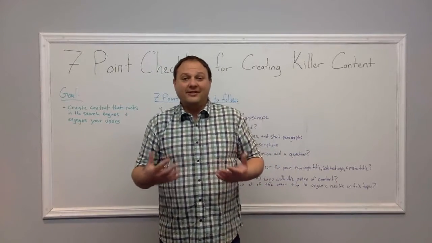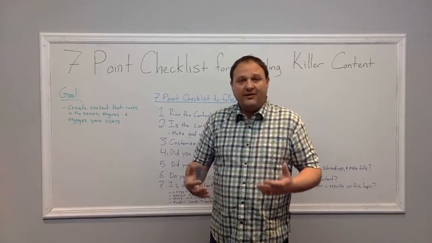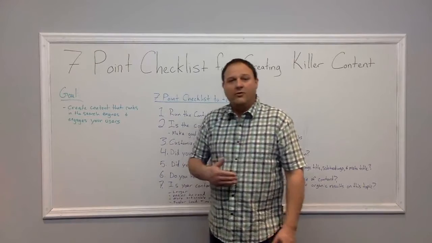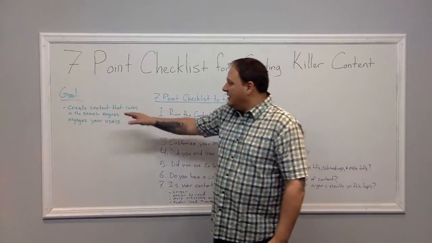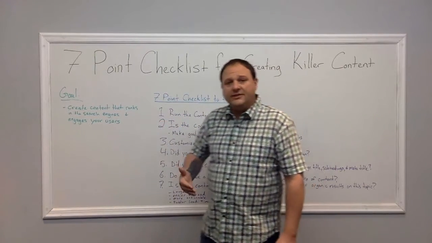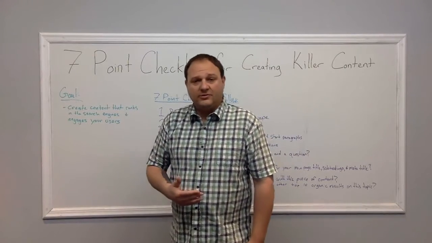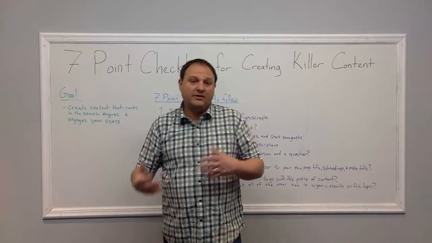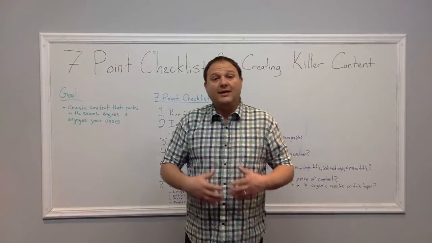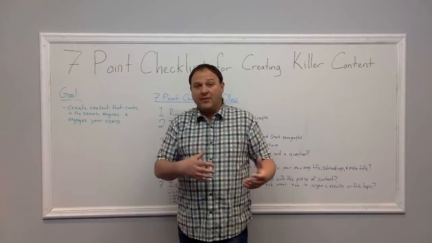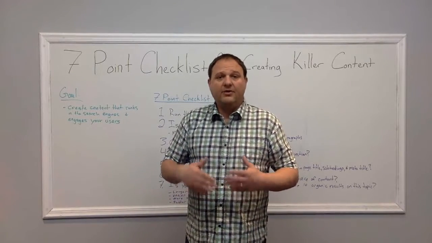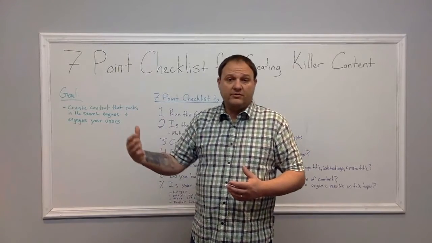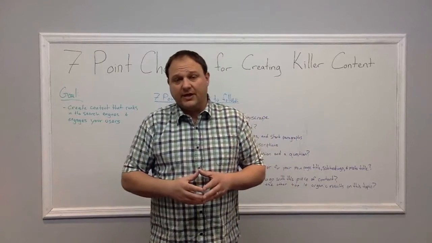Today I'm going to cover a 7-point checklist for creating killer content. This is actually a checklist that we use here in-house, and I wanted to share it with you as well. Our overall goal with following this checklist is to create content that ranks in the search engines and engages users. It's not just about ranking in the search engines. Once you get people to come to your website, you want to engage these users and keep them coming back again. This helps build brand awareness, build trust, and so forth, and it should be one of your goals for your overall content marketing strategy.